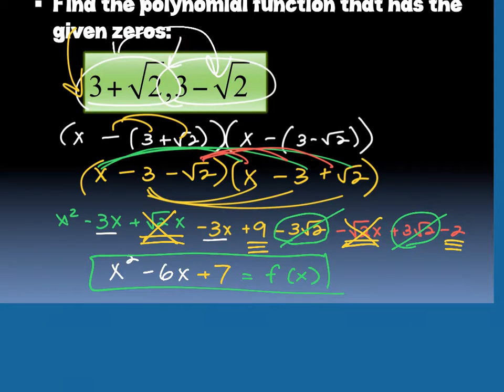So these are opposites, right? One's a plus and one's a minus in between. If that happens, your roots will always cancel out. So if it's the same expression, but one's a plus and one's a minus, your roots will always cancel out.